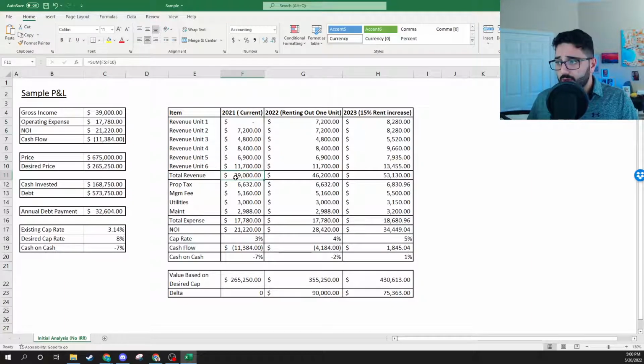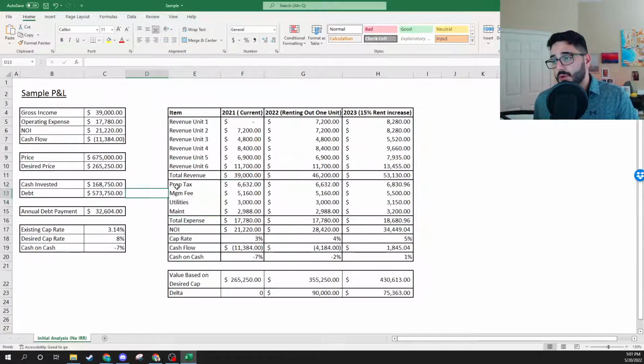You have your total revenue of 39,000, and this is 2021 currently. So for 2021, you have some expenses. Remember we said operating expenses are only for operating the property. So for this property, these are the expenses: property taxes, management fee.